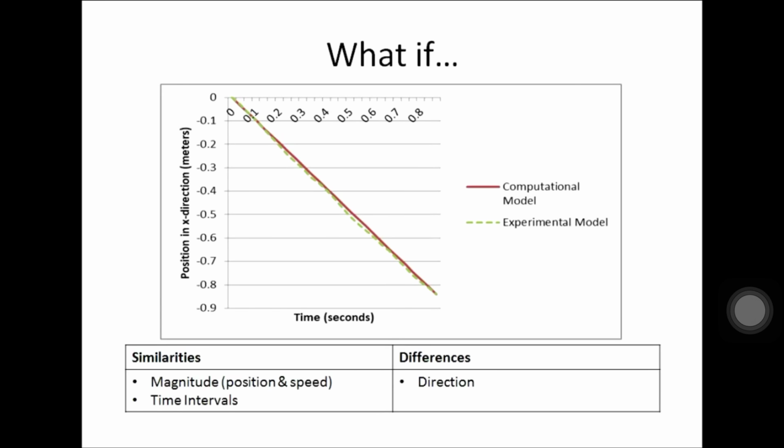Now what if the orientation of the axes were altered so that the x-axis was flipped? In this scenario, what you are essentially doing is multiplying -1 to the initial velocity in Newton's second law, which would cause all the resulting velocities to take on the opposite direction. And the graph displays this by having the positions in the x direction taking on a negative value while having the same magnitude and time intervals.